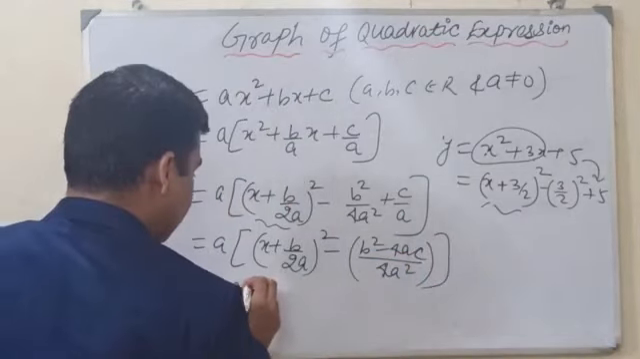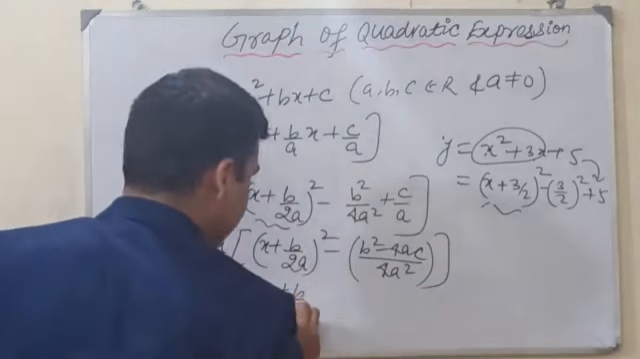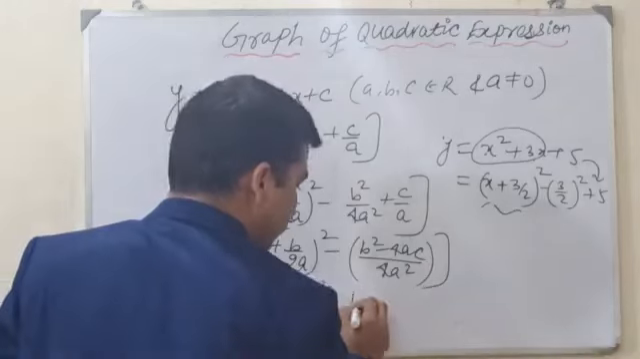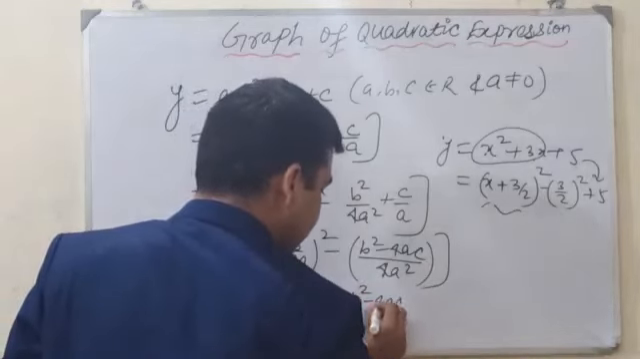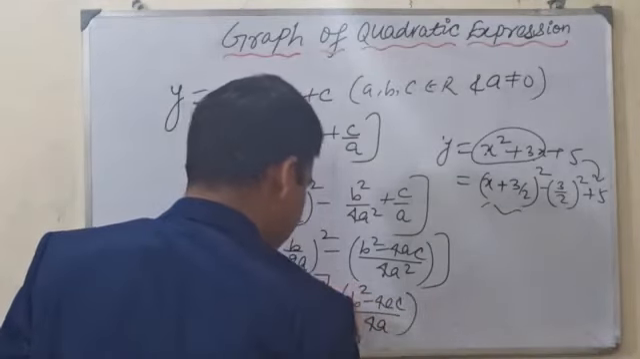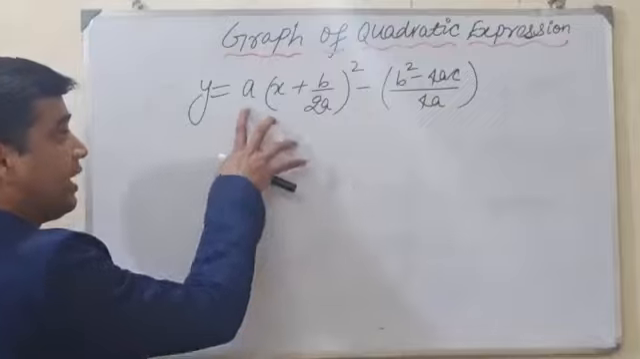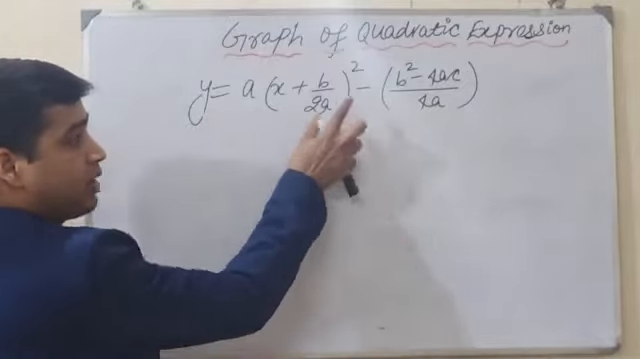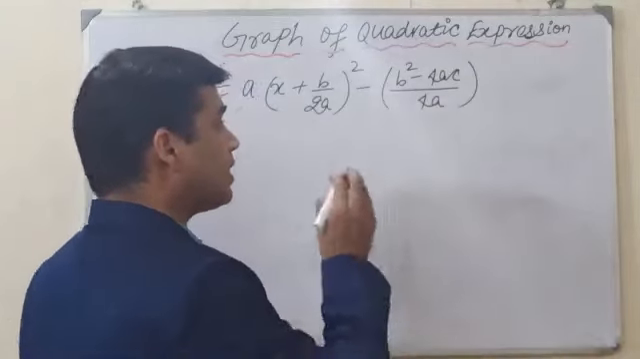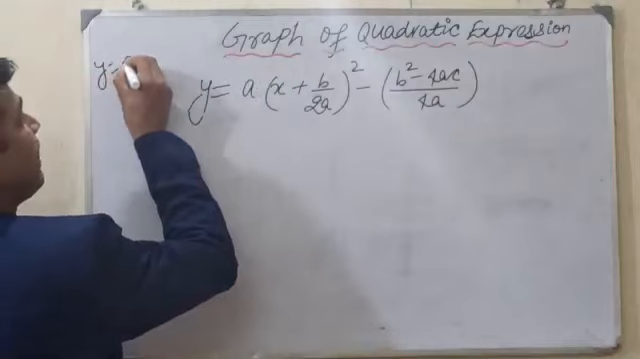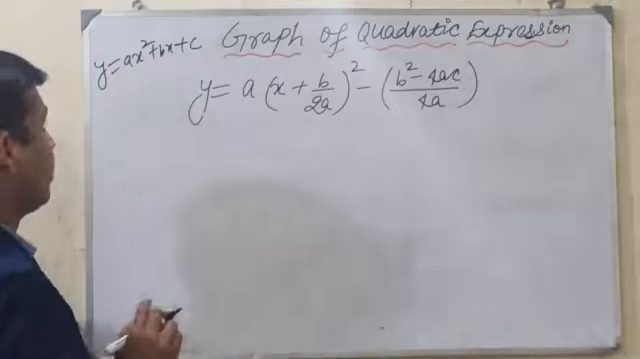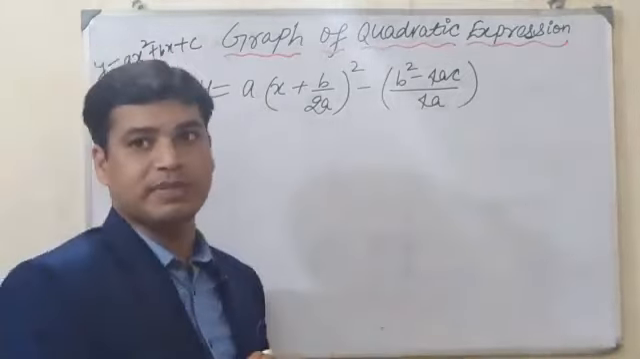Now see here, a into (x plus b by 2a) whole square minus (b square minus 4ac) divided by 4a. Finally we are getting y equals a into (x plus b by 2a) whole square minus (b square minus 4ac) divided by 4a. Now actually, what was our expression? Our expression, the quadratic expression, was y equals ax square plus bx plus c.